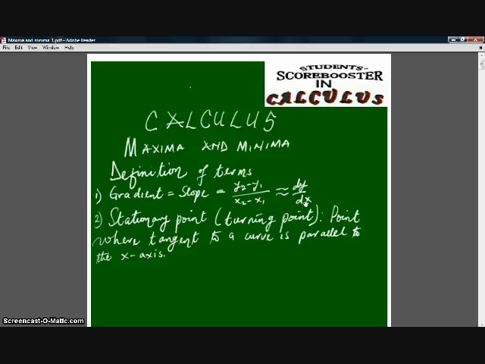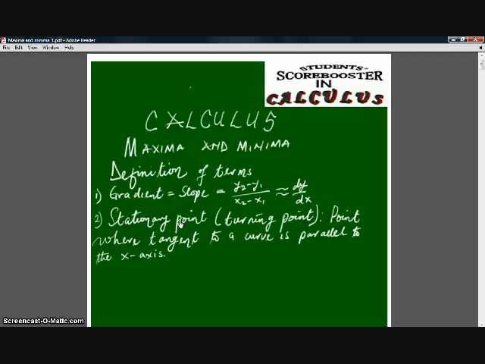If a question asks you to find the gradient or the slope of something, it's just indirectly asking you to find dy/dx, provided that you are given the relationship between y and x. The second important term here is stationary point.